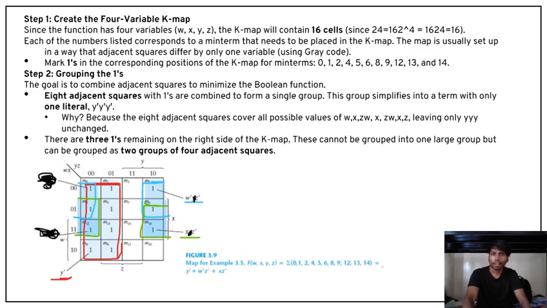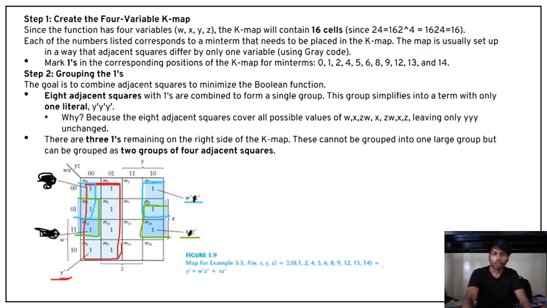The map is usually set up in a way that adjacent squares differ by only one variable, using Gray code. Mark ones in the corresponding positions of the K-map for minterms 0, 1, 2, 4, 5, 6, 8, 9, 12, 13, and 14.